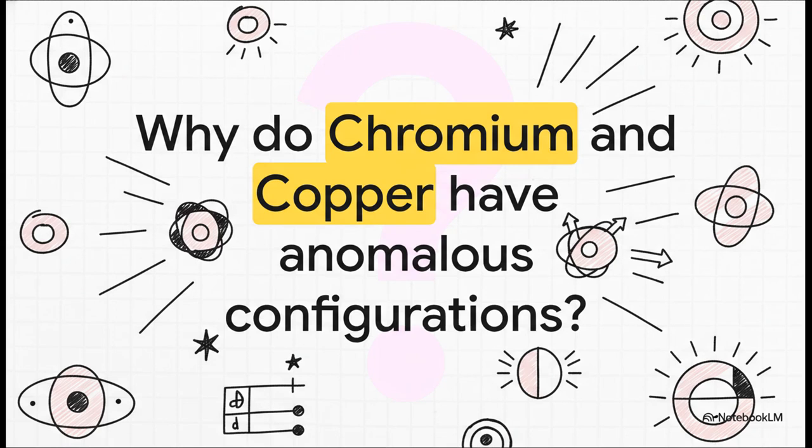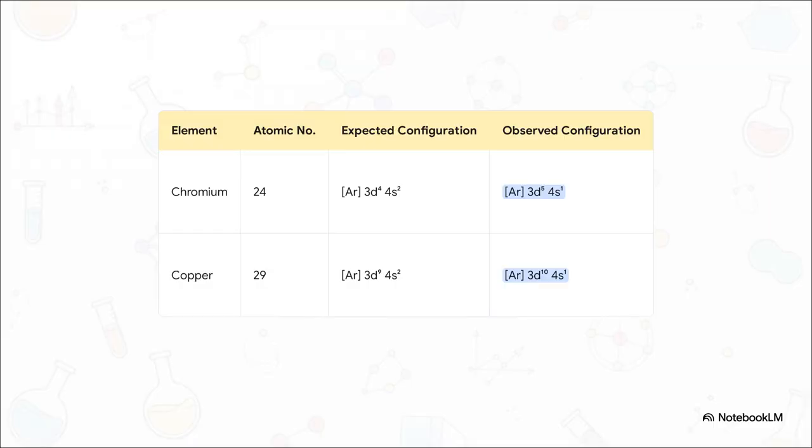Which brings us to this question, and I guarantee you've seen this on a practice test or in a textbook. It's a classic. Why on earth do chromium and copper have these weird, anomalous electronic configurations? Well, the answer goes right back to that principle of extra stability we just talked about. And this table here shows you exactly what's going on. Just look at the observed configuration column. For chromium, you'd expect it to be 3d4, but nope. An electron actually hops over from the 4s orbital to create that super stable half-filled 3d5 subshell. And copper does the exact same thing to get that ultra-stable, completely filled 3d10 subshell. See, it's all about chasing that extra stability.